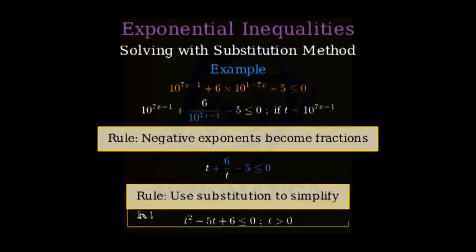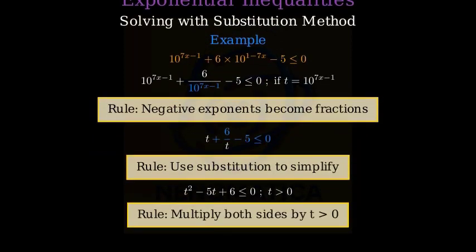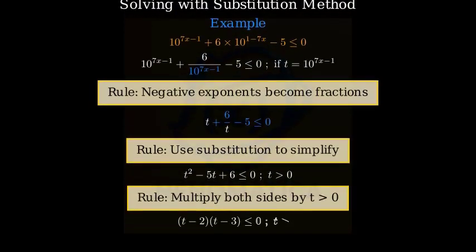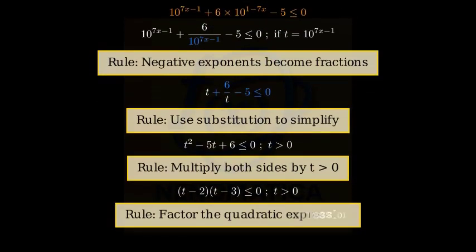Now, to eliminate the fraction, we'll multiply both sides of the inequality by t. Since t is 10 to the power of 7x minus 1, it's always positive. So multiplying by t doesn't change the direction of the inequality. We now have a quadratic inequality. t squared minus 5t plus 6 is less than or equal to 0.